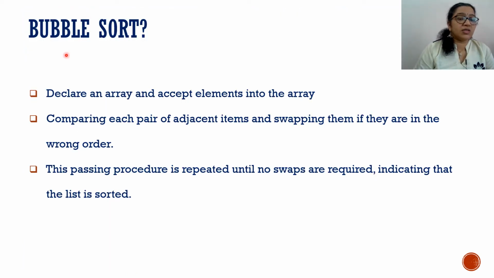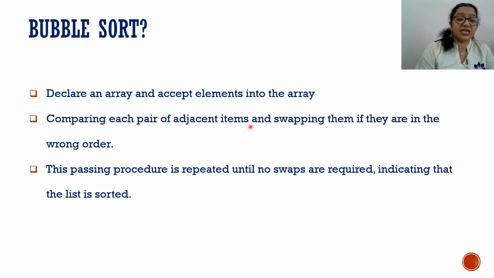So what is bubble sort? Here I put some important points and the logic. Declare an array first and accept all the elements into that array. That is the first point. Then the second one is the main important logic of this bubble sort.